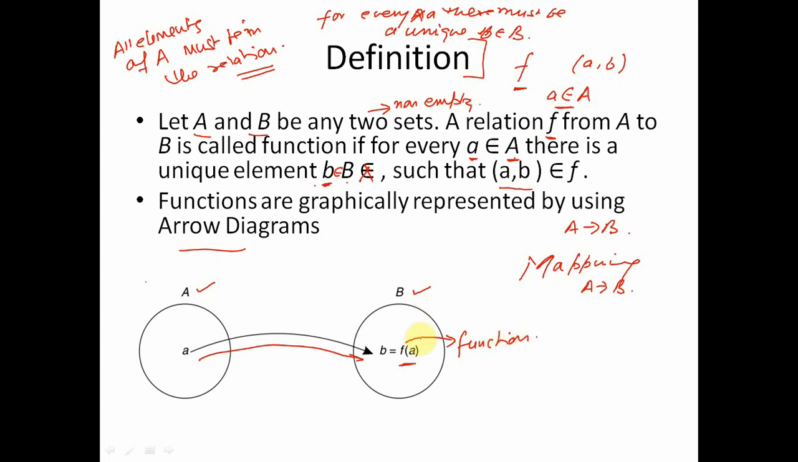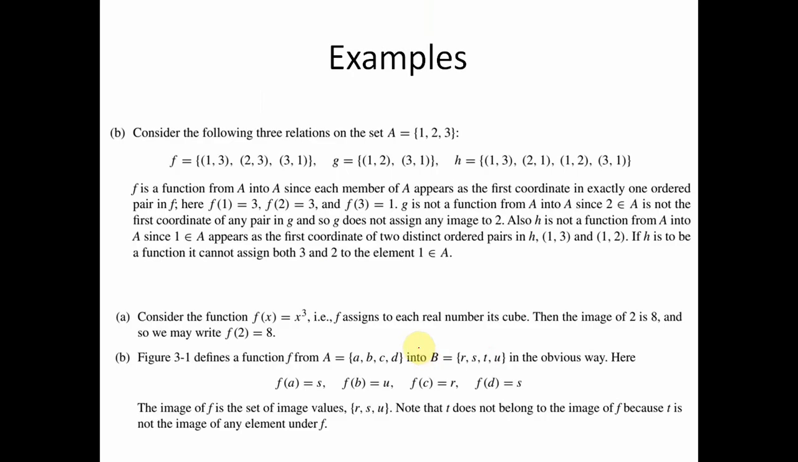Right? This is the function. This is the set B. This is the set A, and this is the mapping, which is represented by the letter f. So we say that B is equal to f of A. Right? Let's see certain terminologies. Before that, let's first understand what makes a real function.